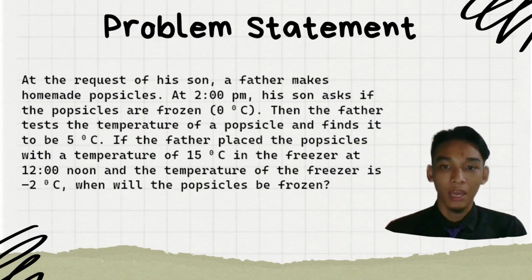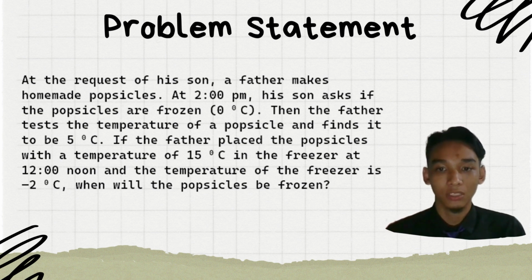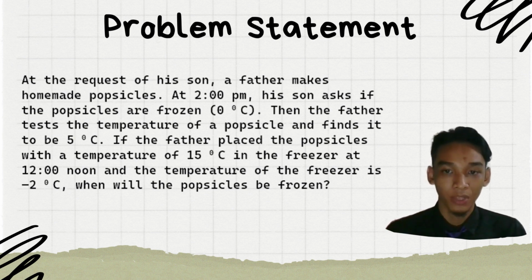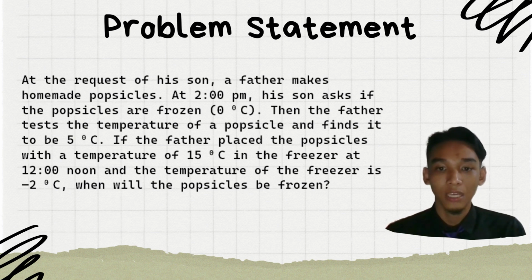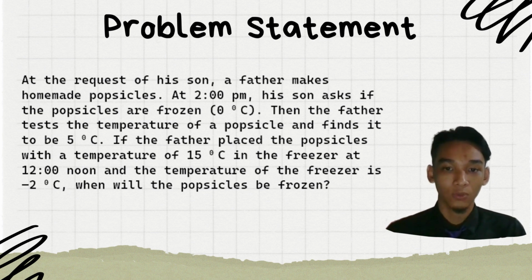Problem statement. At the request of his son, a father makes homemade popsicles. At 2 p.m., his son asks if the popsicles are frozen at 0 degrees Celsius. Then the father tests the temperature of a popsicle and finds it to be 5 degrees Celsius. If the father placed the popsicles with a temperature of 50 degrees Celsius in the freezer at 12 noon and the temperature of the freezer is -2 Celsius, when will the popsicles be frozen?